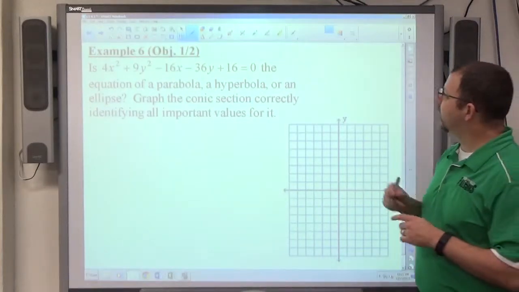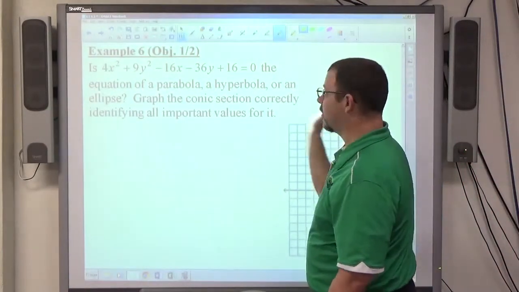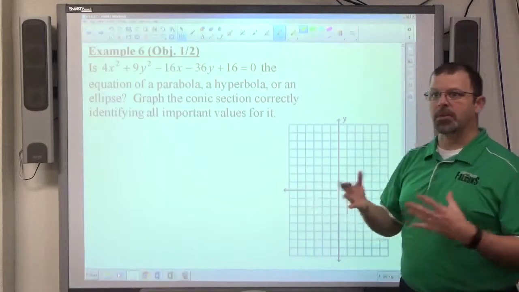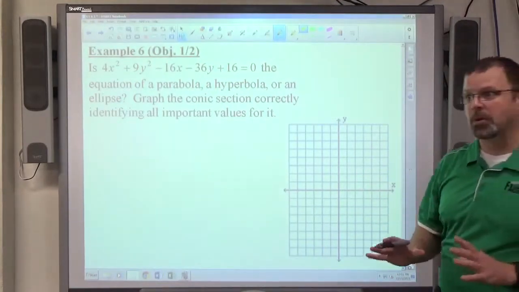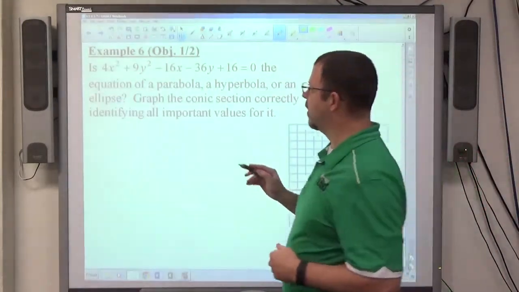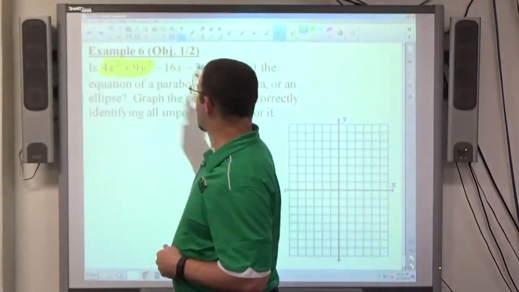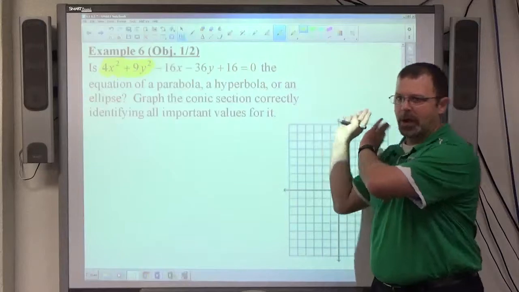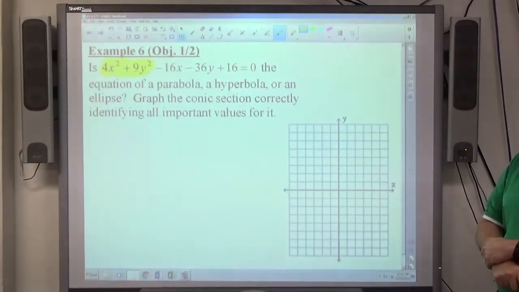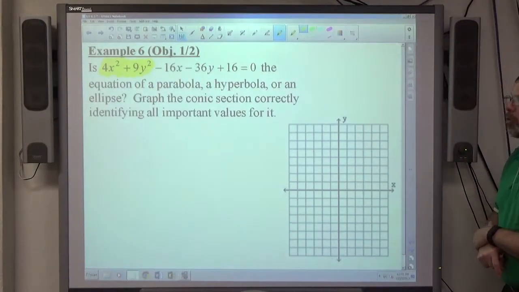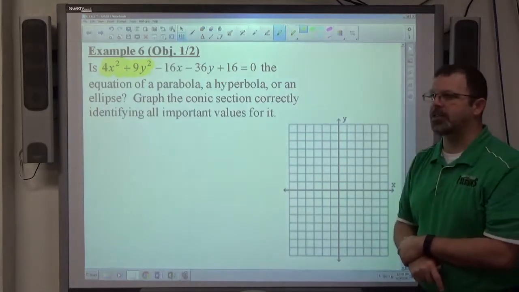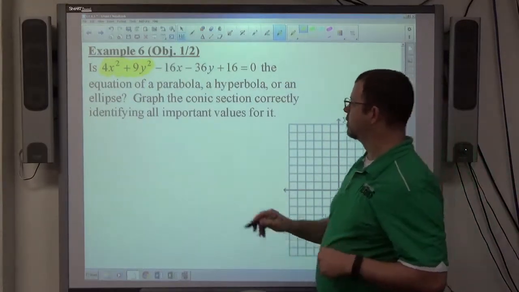So what we want to do is look at the characteristics of the general form to establish what kind it is, to help us establish what the standard form is supposed to look like, and that leads us to all the information we need. The first one here, 4x squared plus 9y squared, everything's equal to 0. General forms are going to be everything equals 0. So the fact that x and y are both squared, they're both positive with different coefficients, tells me it's an ellipse.